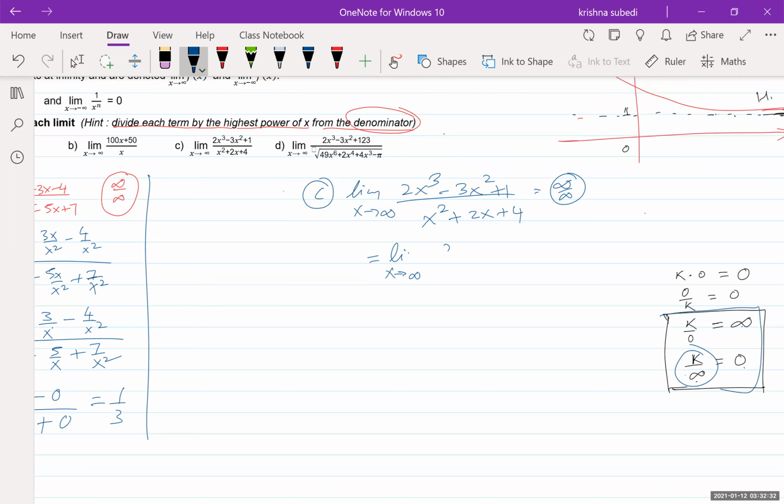So that means we have to divide by what? x cubed or x squared? x squared. Because it's the highest power of x from the denominator, not from the numerator, okay? From the denominator, which is x squared. Divide everything by x squared.